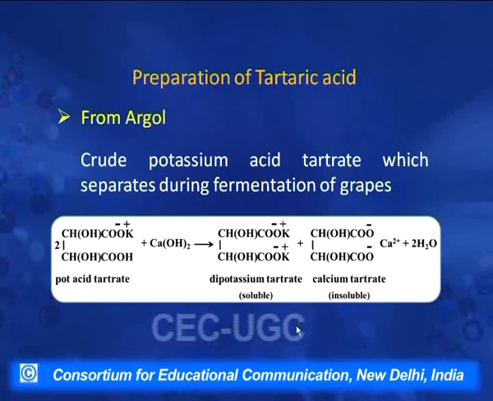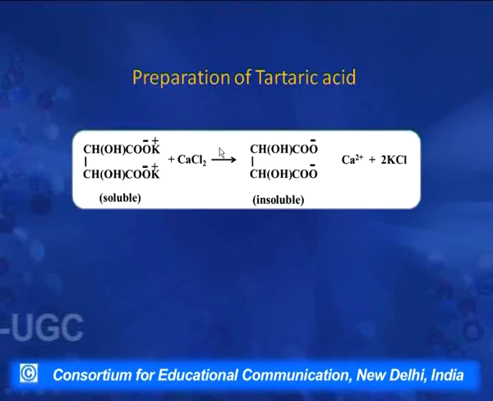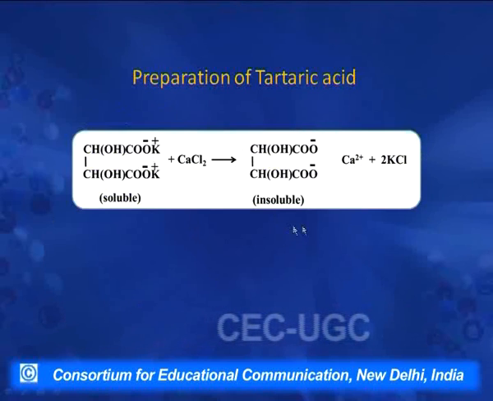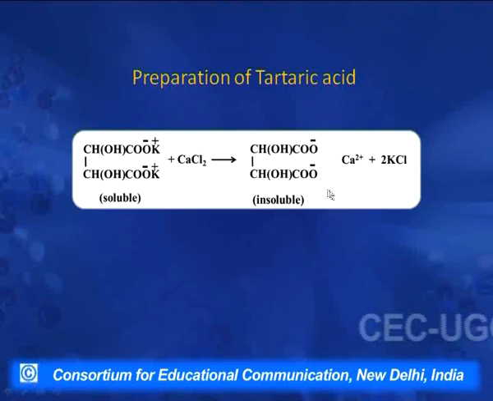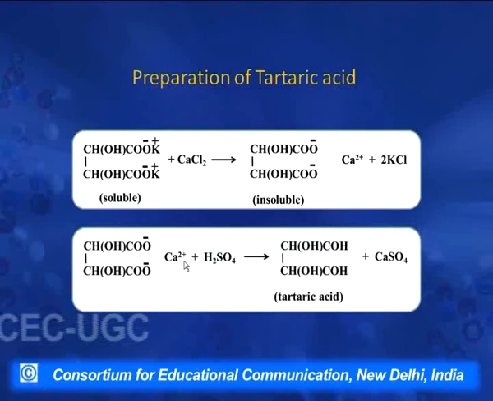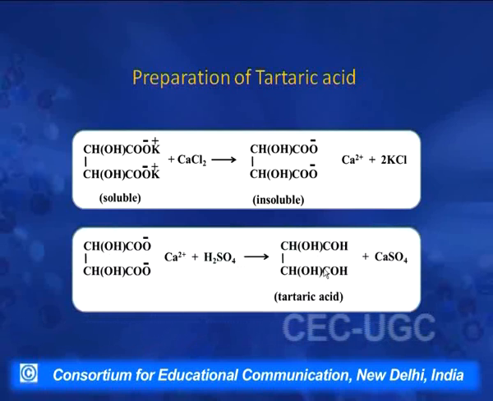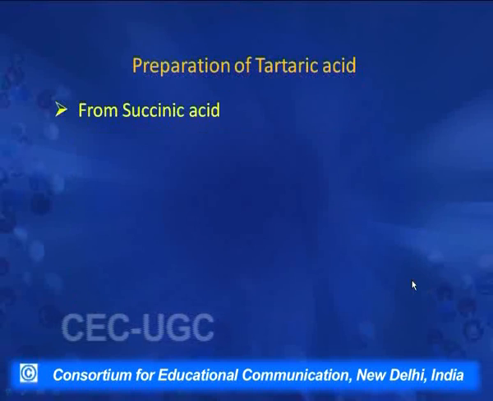Then it is further treated with calcium hydroxide and calcium chloride here, and this potassium tartrate also gets precipitated as calcium tartrate, which is insoluble. Now it is filtered, and this filtered solid calcium tartrate is treated with calculated amount of sulfuric acid, which converts it into tartaric acid. So, this is one way of getting tartaric acid.